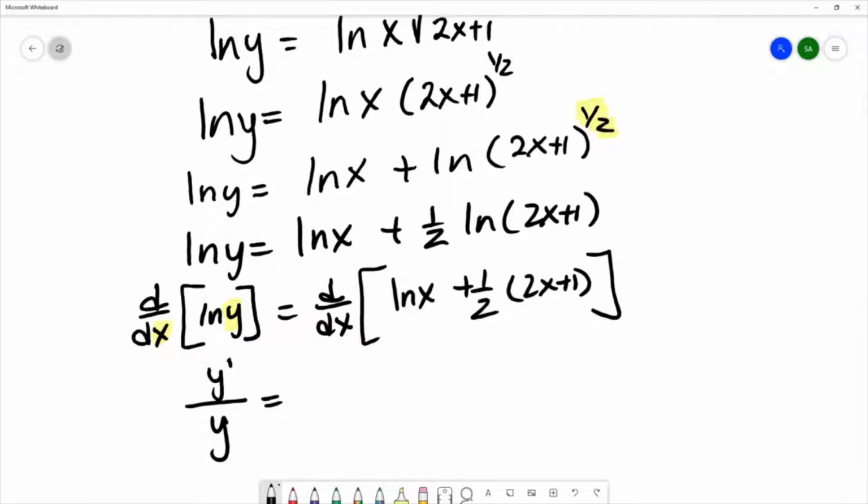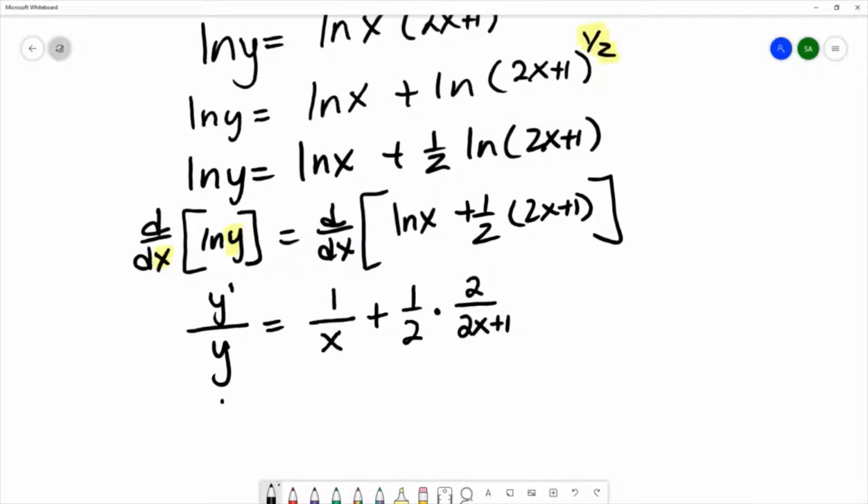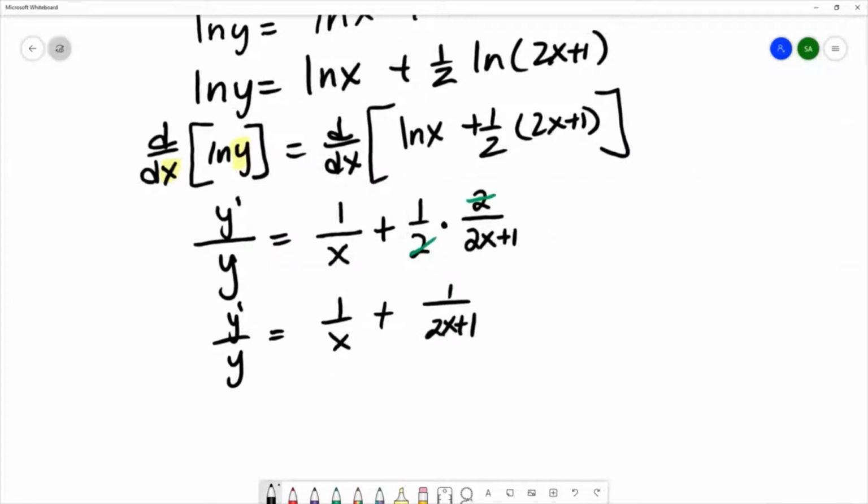So the derivative of ln x, the derivative of x is 1 over the inside. Carry down that 1/2, and then I would do u prime, the derivative of the inside would be 2 over the inside. So that gives me y prime over y equals 1 over x plus, those 2's cancel, 1 over 2x plus 1. I'll finish solving by multiplying by y on both sides.